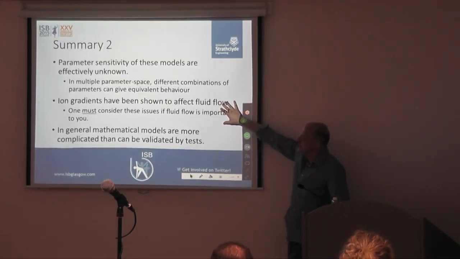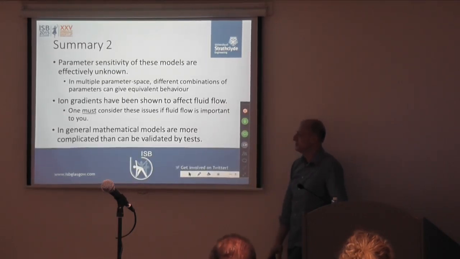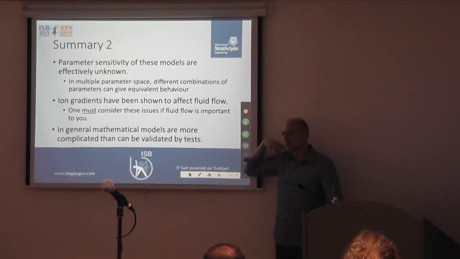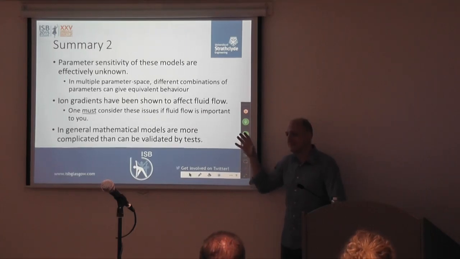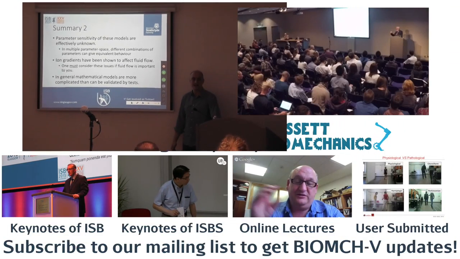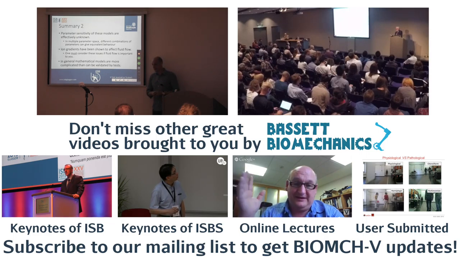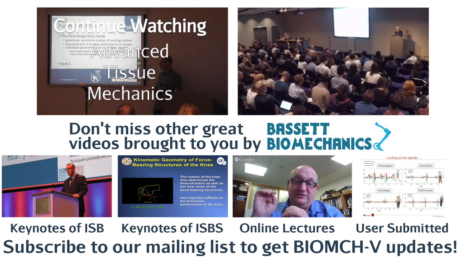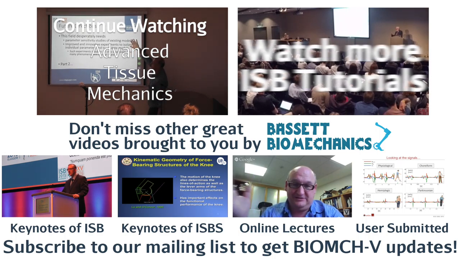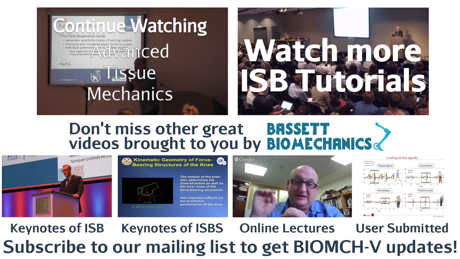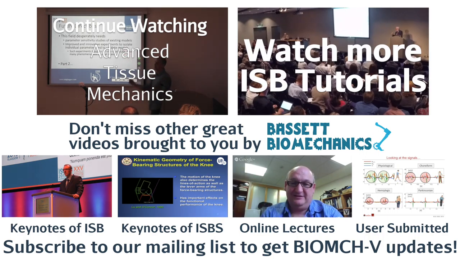Ion gradients have been shown to affect fluid flow, and I think you must consider these if fluid flow is important to you. So in general, I think because mathematics might be a little bit easier than experiments, the mathematical models have developed a lot faster than experimental ways to validate them, and I think some rebalancing of this field is required, with some more clever experimental techniques. This field desperately needs parameter sensitivity studies and improved, innovative experiments, and because of the localized stress and strain environments, these experiments need to be done on a small scale. So I think I'll leave it there.